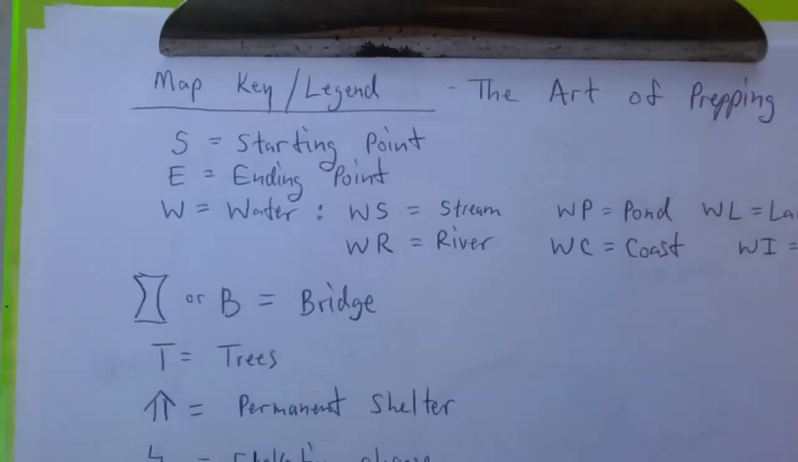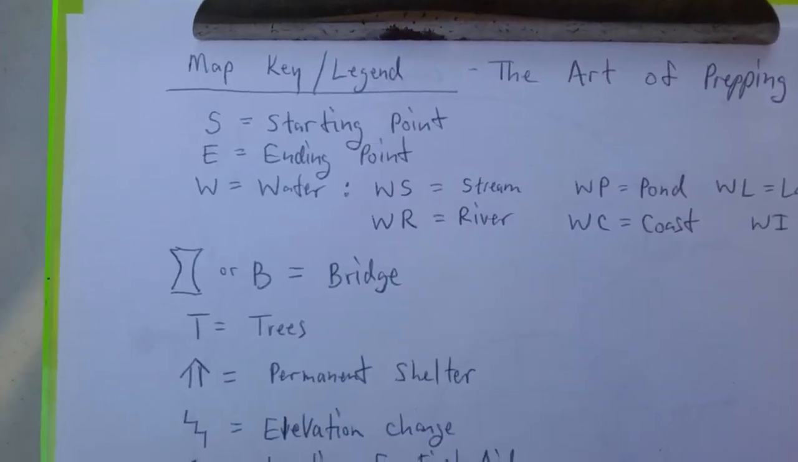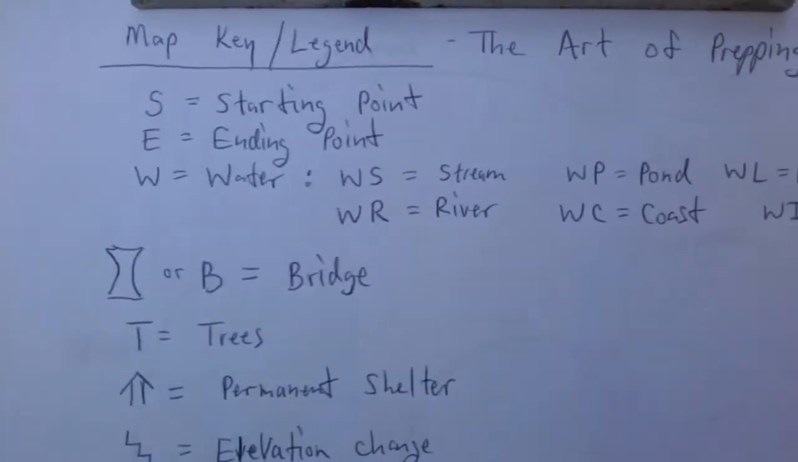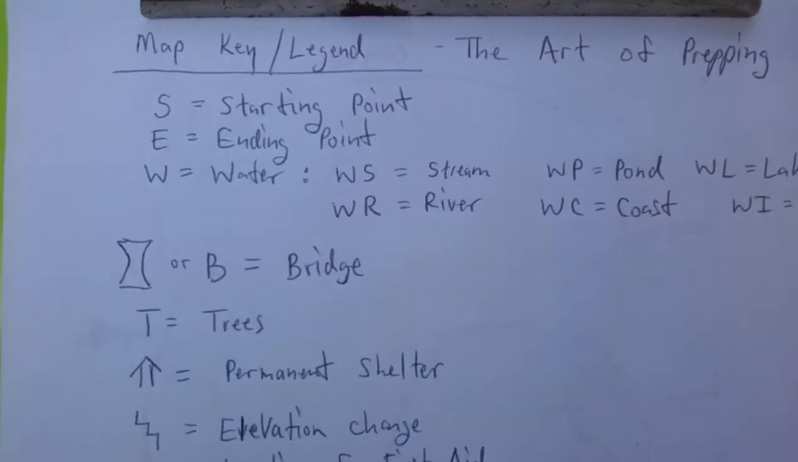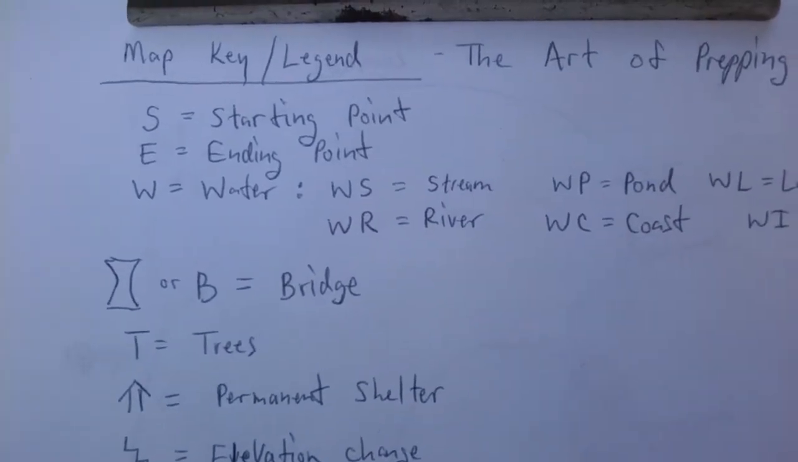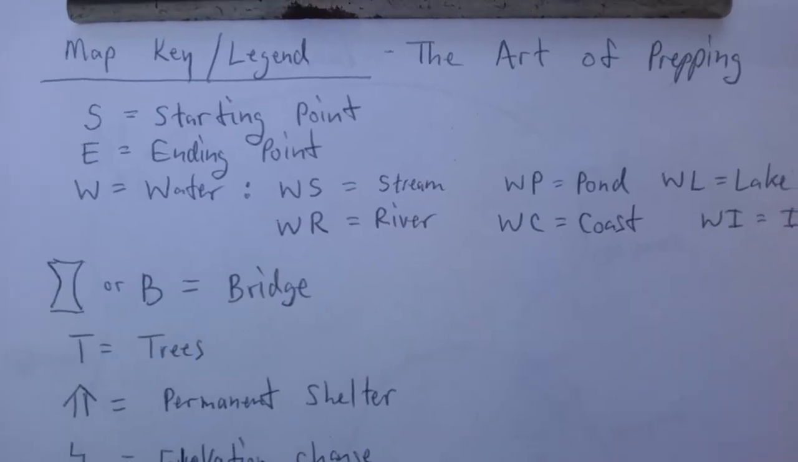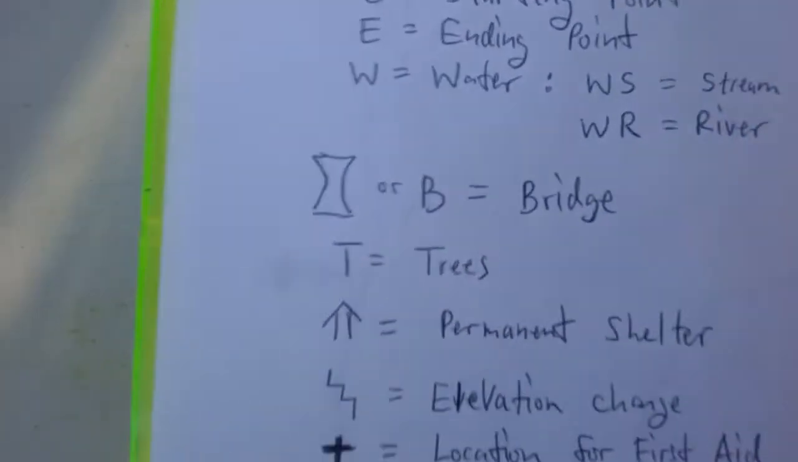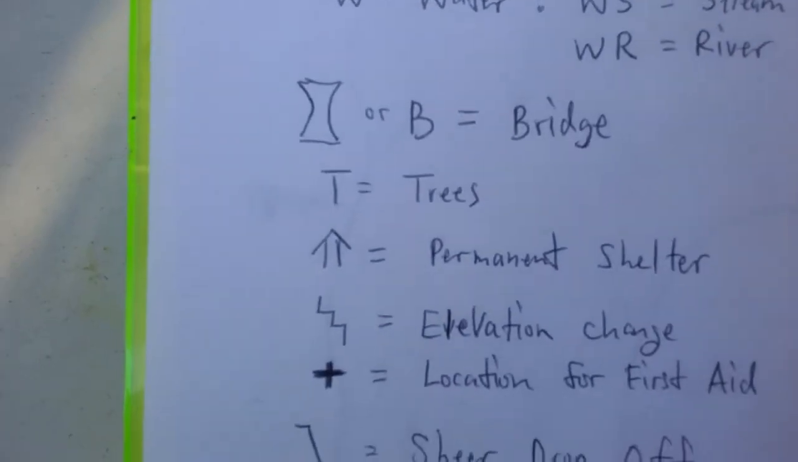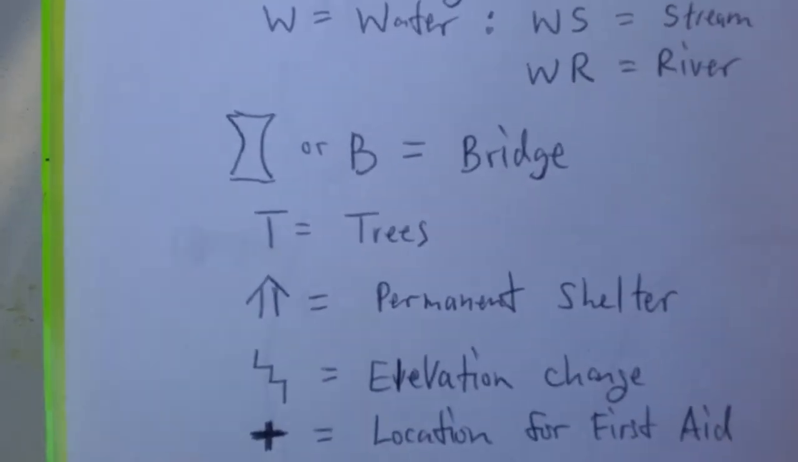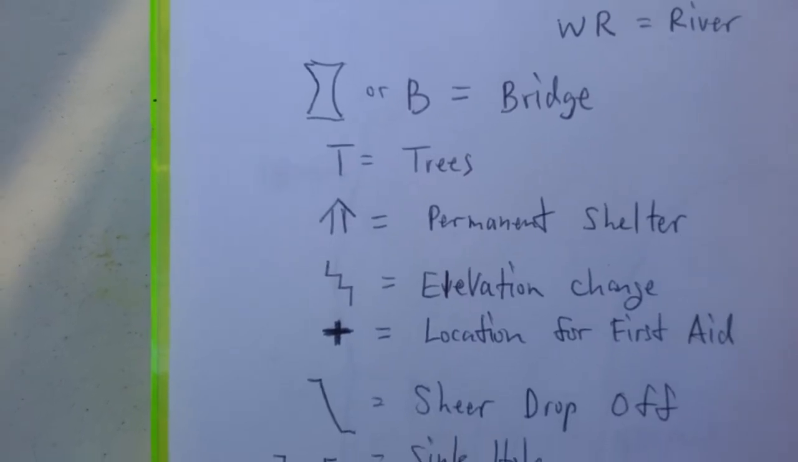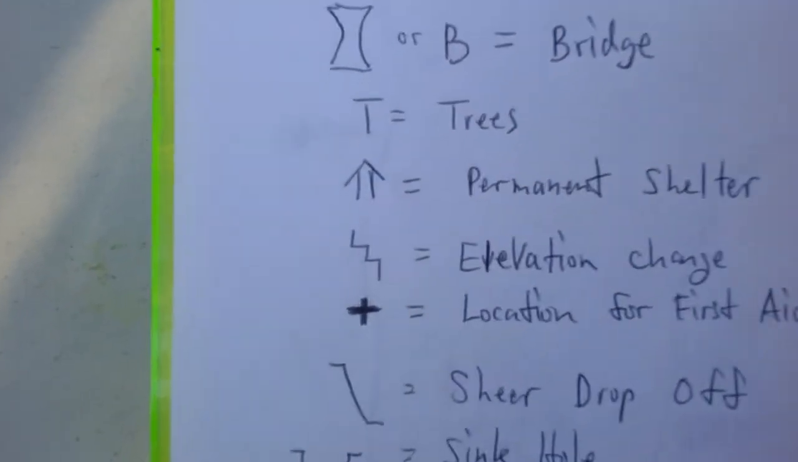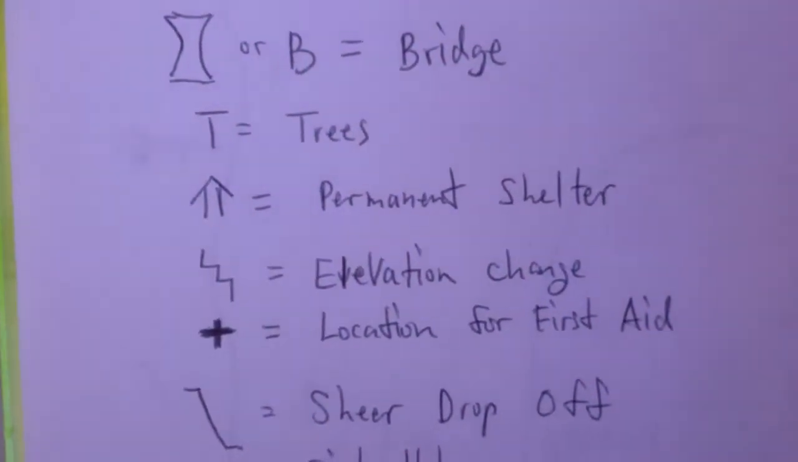S equals starting point, E equals ending point, W equals water, but typically I go a little more specific: WS means stream, WP is pond, WL is lake, and so forth. As you can see, river, coast, inlet. Bridge, I do this hourglass, or I put a letter B next to it to say that there's a bridge. T for trees, a little building next to the walkway.